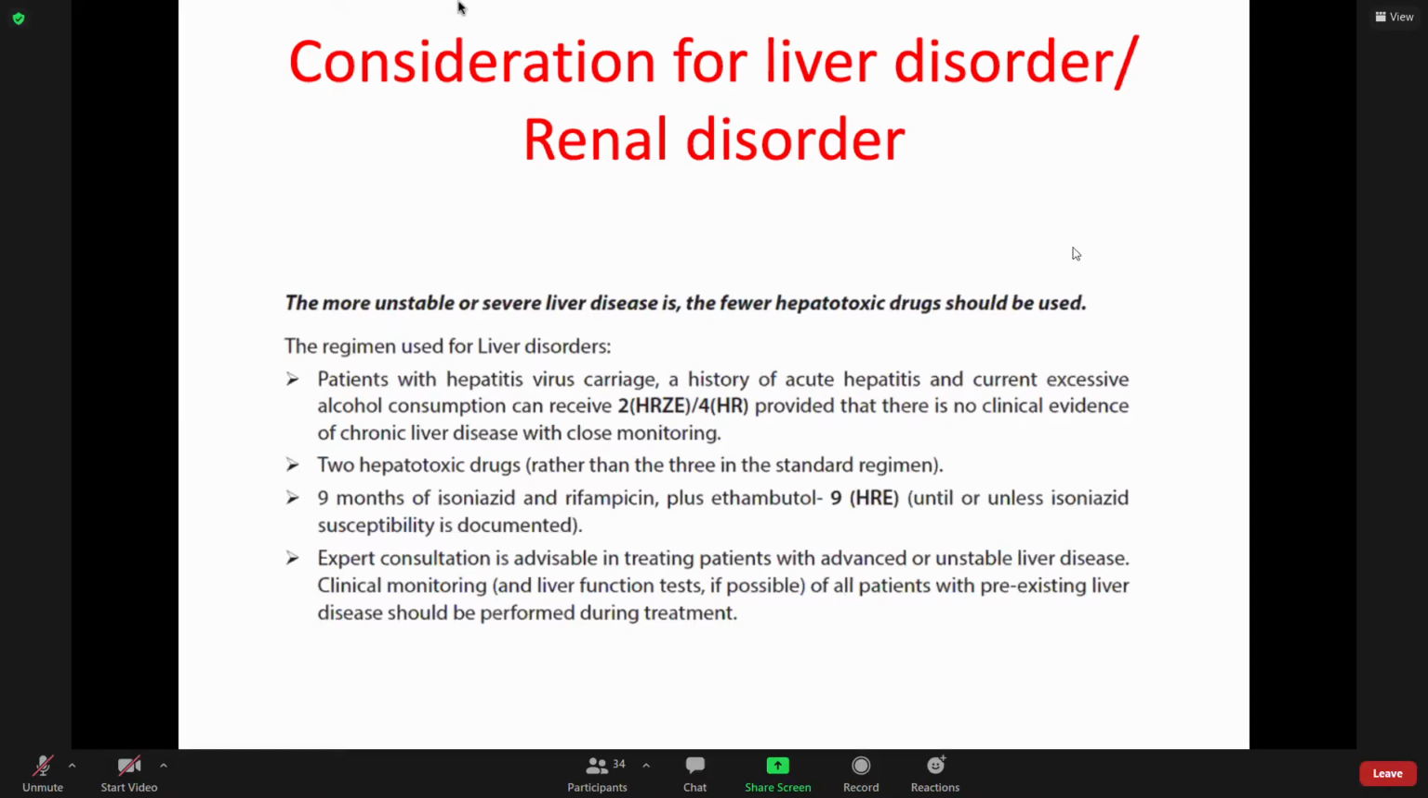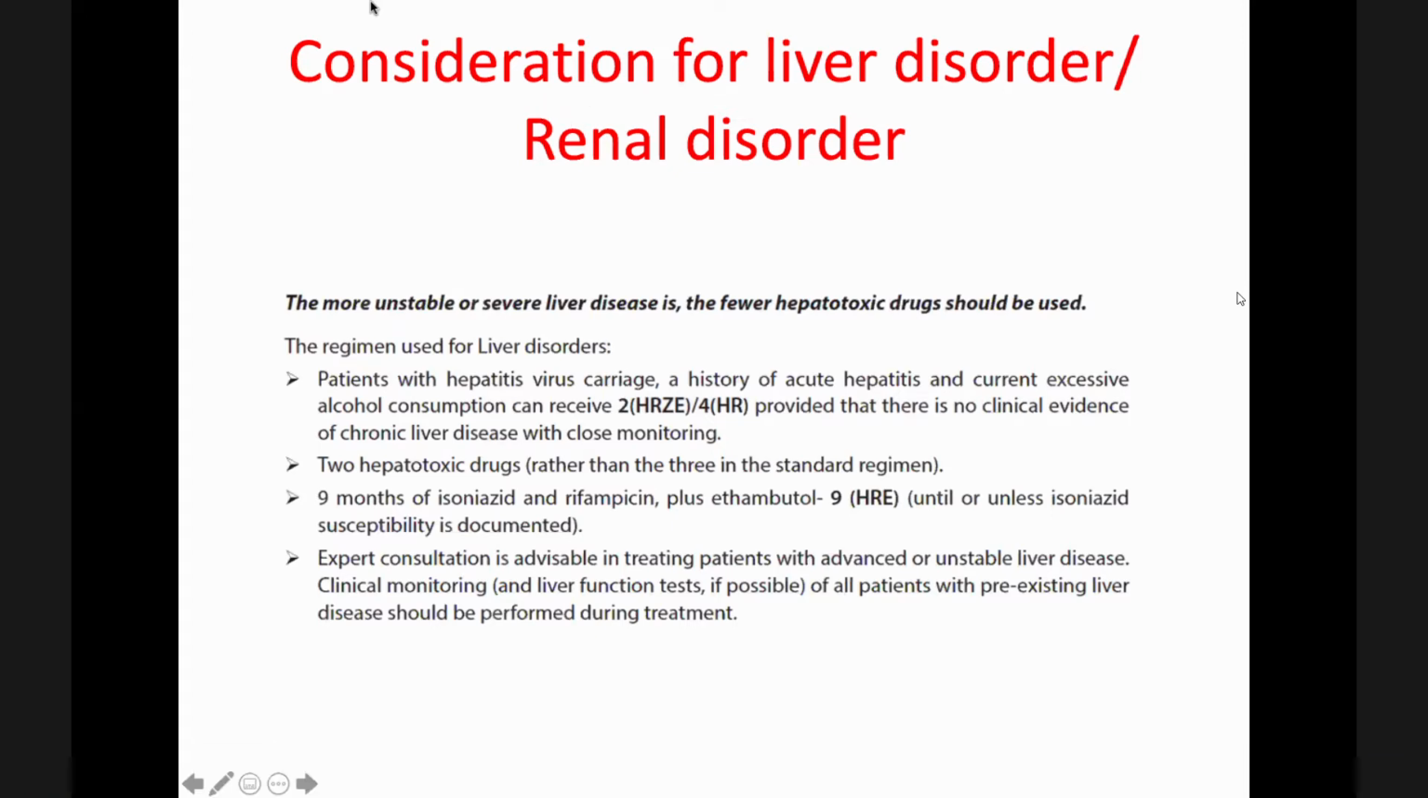So that's how you are going to treat MDR tuberculosis. This regimen is very important. You can also search it from the NTB guidelines. This is the NTB guidelines, a PDF available from the National Tuberculosis Program of Nepal. The recent guidelines are available on that website. You can read that also. These are all the recommendations from that PDF.